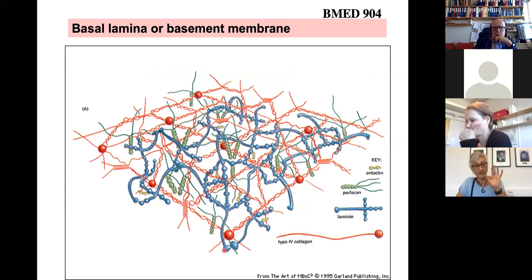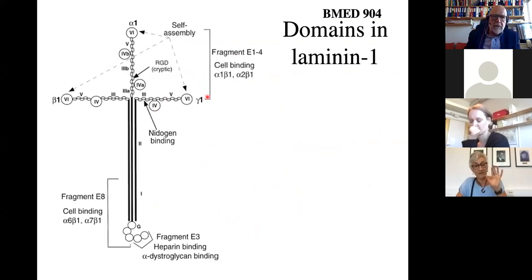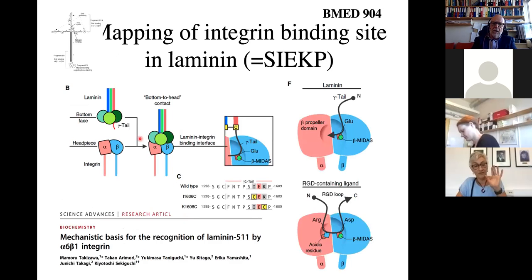So you see here the laminin molecule, which are cruciform molecules. And the other network here in the red is a protease-sensitive collagen type 4 network. Here is the schematic of the laminin molecule, which are large molecules composed of alpha, beta, and gamma chains. And it's the carboxy terminus that contains the integrin binding sites. And recently, this binding site has been mapped into the gamma 1 chain of one laminin isoform.